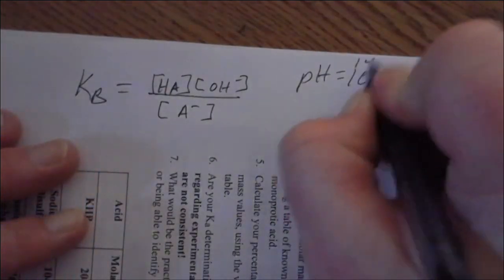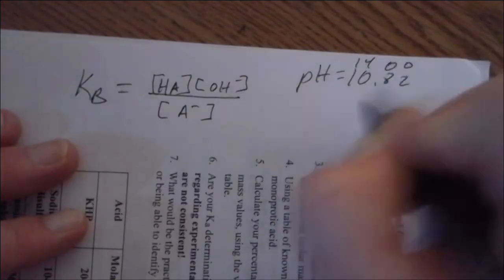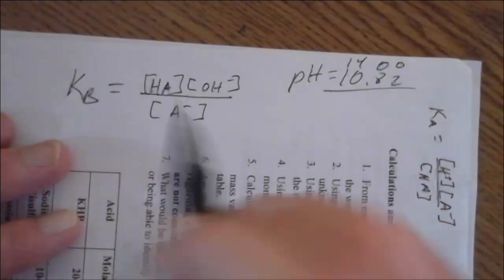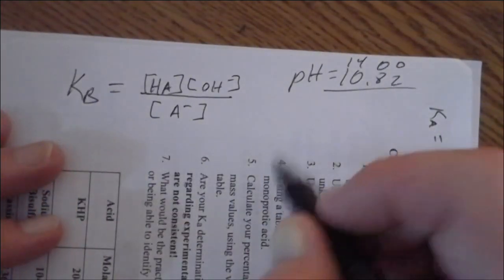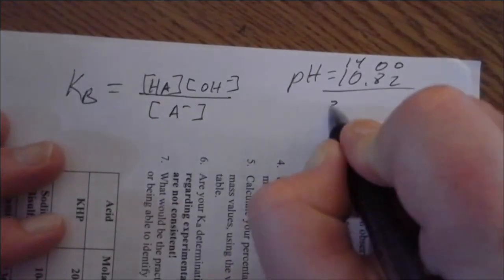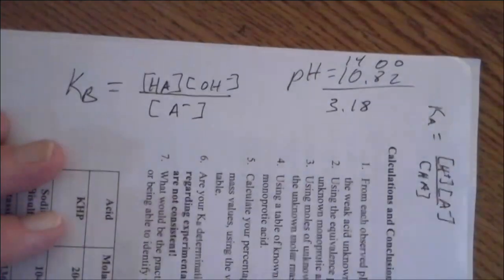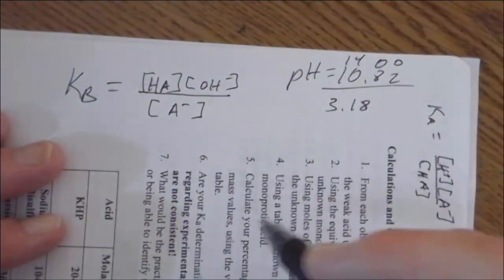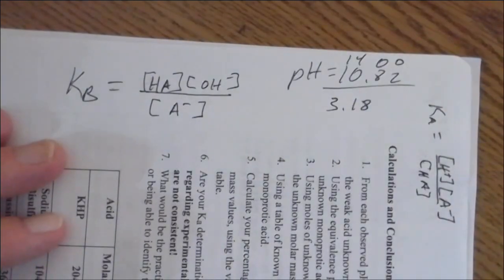So if we do 14 minus this, Solomon, what is it? 3.18. Did I beat you at another math? On video? I was yawning. He said he was yawning if you couldn't hear that on video.